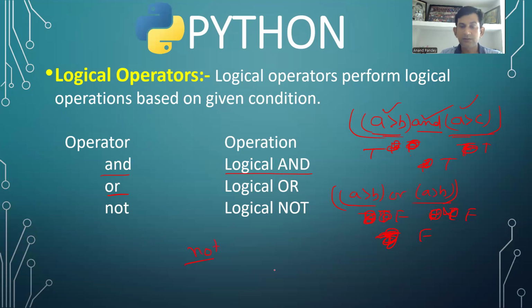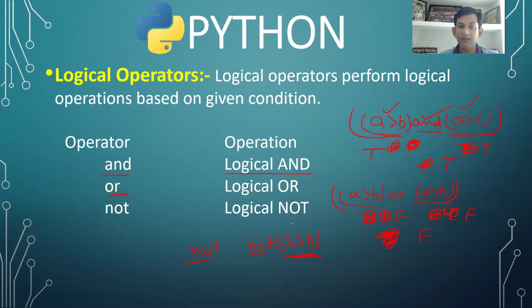The NOT operator. Consider this condition we have, and the result of this may be either true or false. If you are using the not operator here, not a is greater than b, then if the result of this condition is true, it will make it false, and if the result of this condition is false, not will make it true.